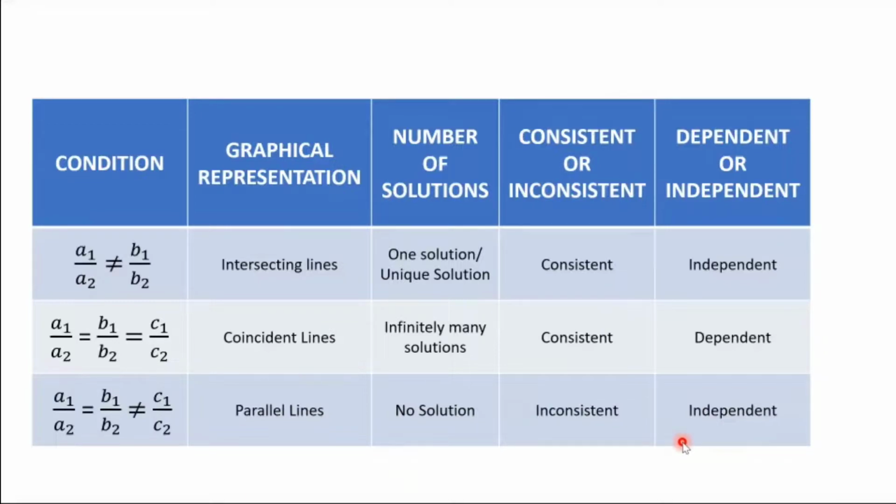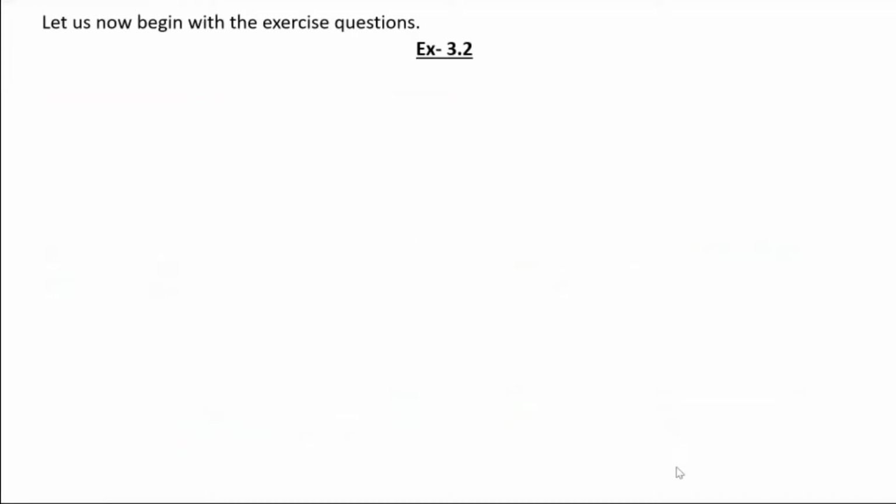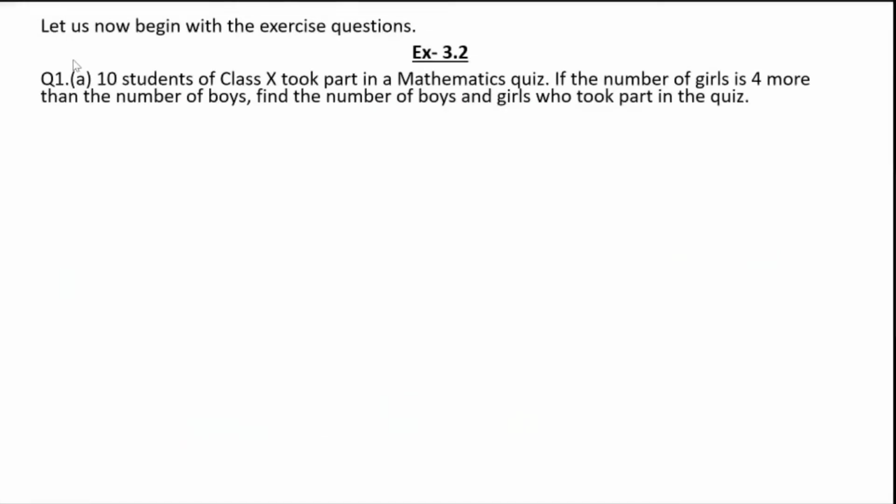So we will be doing exercise 3.2 now of your NCERT books. Let us take up the first question. 10 students of class 10 took part in a mathematics quiz. If the number of girls is 4 more than the number of boys, find the number of boys and girls who took part in the quiz. Now again, from whatever is given to us, we need to form the equations first of all. Then we will solve the two equations and find out the solution.